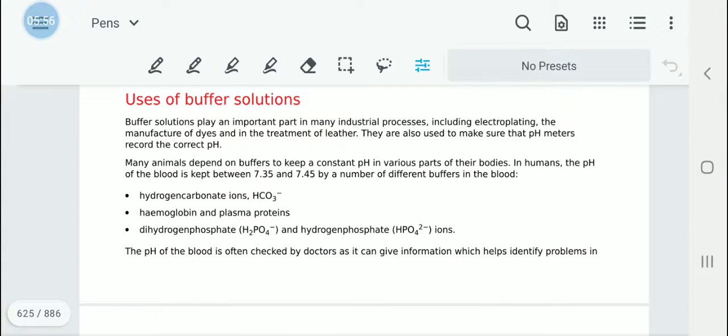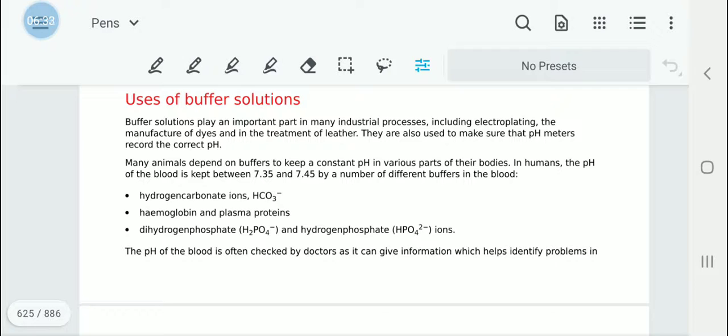Right. So now we are going to figure out what the uses of buffer solutions are. For example, our blood is a buffer solution, because every time something gets added, if the pH were to change, then it is going to be a problem. So to maintain our pH levels, there are many buffers in our blood.